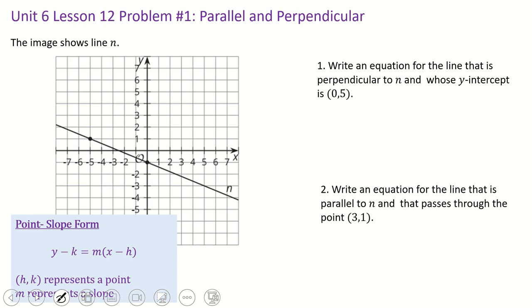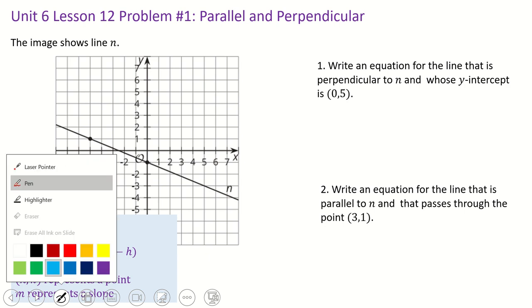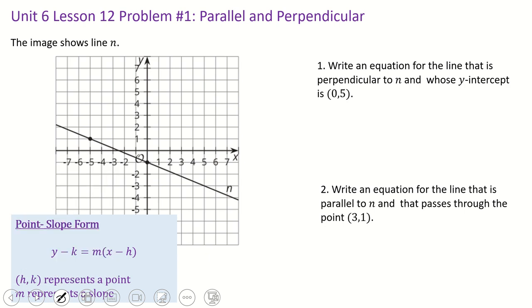So again, problem number 1 says I want a line that's perpendicular to n. And part 2 says, give me one that's parallel to n. So before I can do any of this, I must figure out the slope of n so that I know how to answer these questions. So let's go ahead and figure out the slope. And as I said, I am going to be using counting techniques.